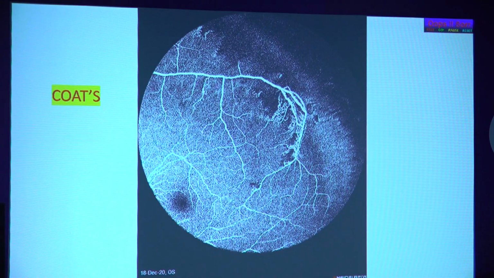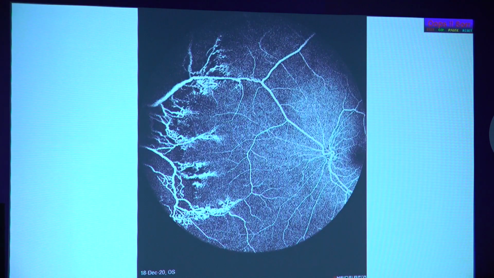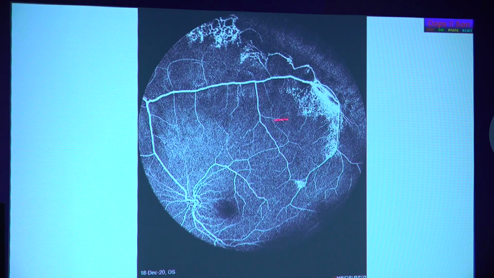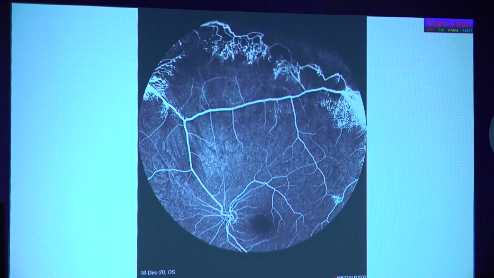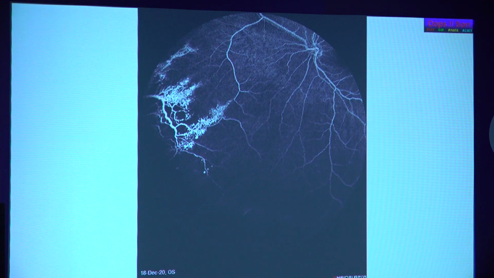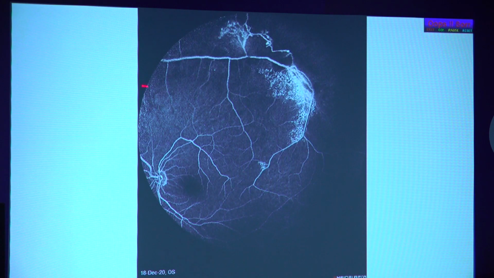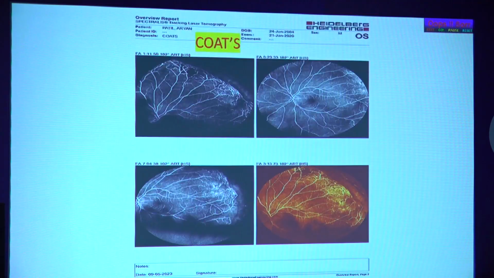Then another case of Coats disease. You can see this is a 13-year-old girl, Coats in a girl. In the peripheral eye you can see the telangiectatic vessels, all around the fundus. These types of pictures are very rare from here. We have managed it for the last 3 years with laser only, and it is still doing well. See this picture, very classical pictures of Coats disease, and that too in a female.